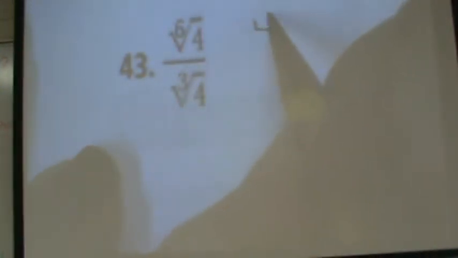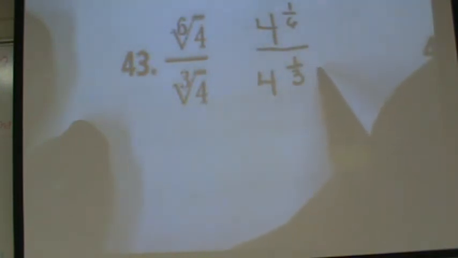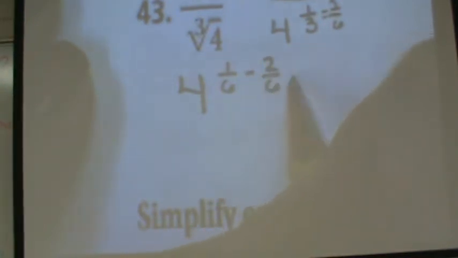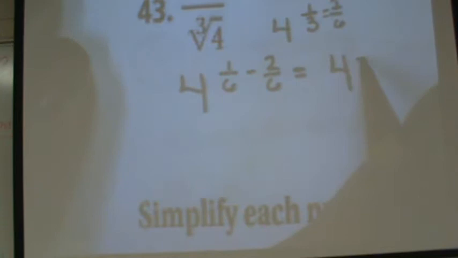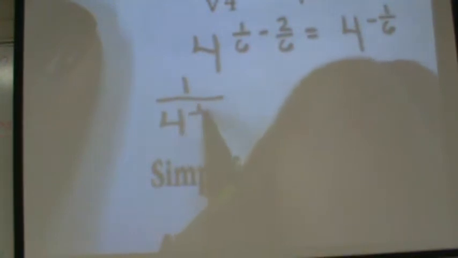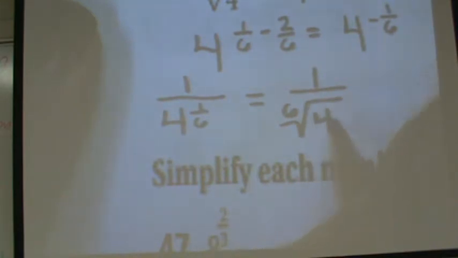Number 43, you're dividing here. So you're going to take this and write this as 4 to the 1/6 power over 4 to the 1/3 power. You've got to get a common denominator here, so you're going to turn this into 2 over 6. So this is going to end up being 4 to the 1/6 minus 2/6, which is 4 to the negative 1/6 power, which is really 1 over 4 to the positive 1/6, which is 1 over the 6th root of 4.